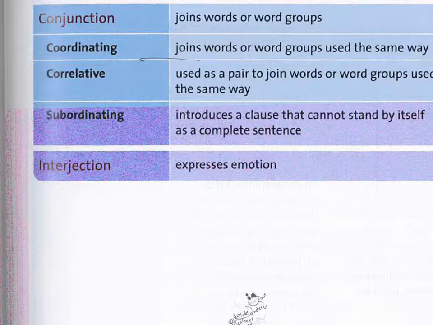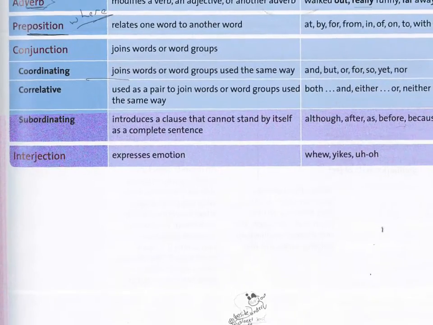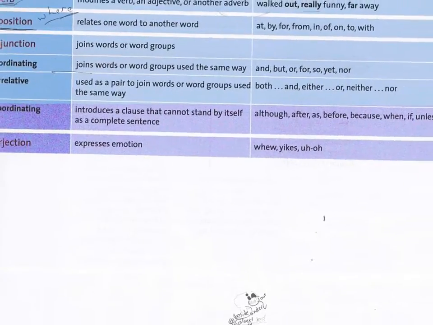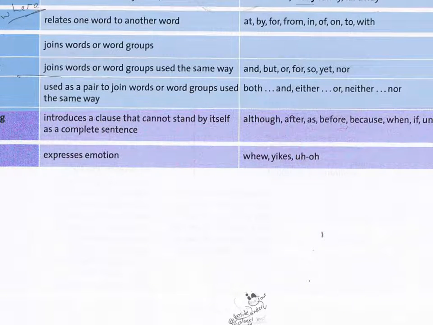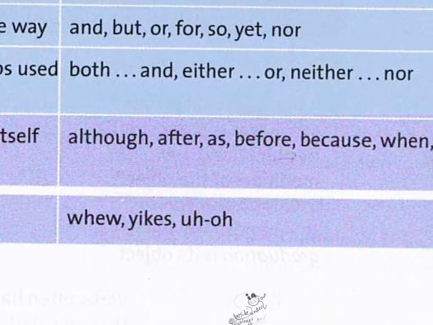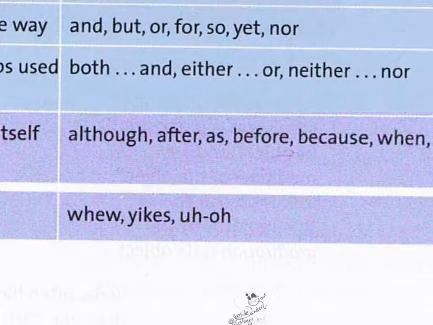So we have coordinating conjunctions. Let's look at correlative conjunctions. You know what these are, you just didn't know they were called correlative conjunctions. And these are used as a pair to join words or word groups. So both, and; either, or; neither, nor. We also have if, then. So they show a correlation. In other words, a relation, a connection between ideas.